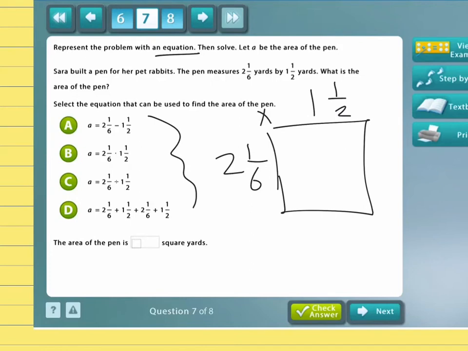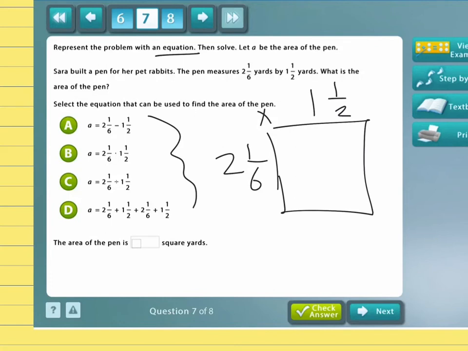We can do 2 1/6. That simplifies to 13/6, or convert it into an improper fraction, times 3/2. And look for a cross cancel here. I see 3 and 6. They both have a common factor of 3. 3 goes into 3 once, 3 goes into 6 twice. So this turns into 13/4, which is the same as 3 1/4 square yards.